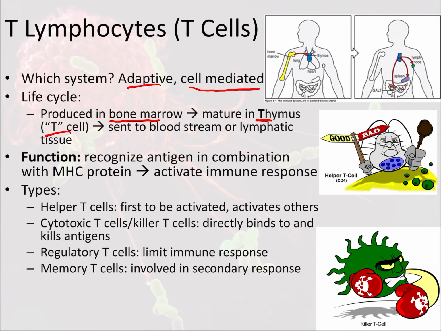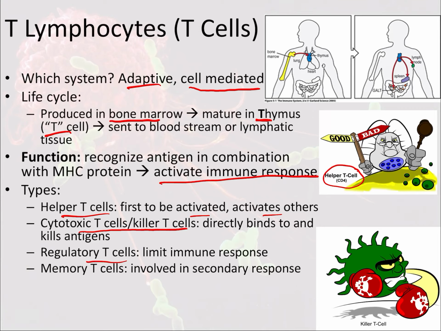Okay, the function is to recognize an antigen. T cells will recognize an antigen in combination with MHC protein, and they activate the immune response. So we need these to activate the T cells and the B cells. And that's mostly driven by the helper T cell, that whole activation part. Okay, so we have multiple T cell types. Helper T cells: first to be activated, and they activate the others. Cytotoxic T cells, or killer T cells. These are the ones doing most of the work on the T cell side. These are the ones actually destroying things.